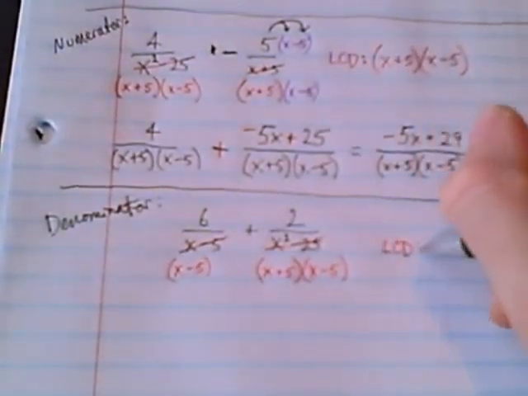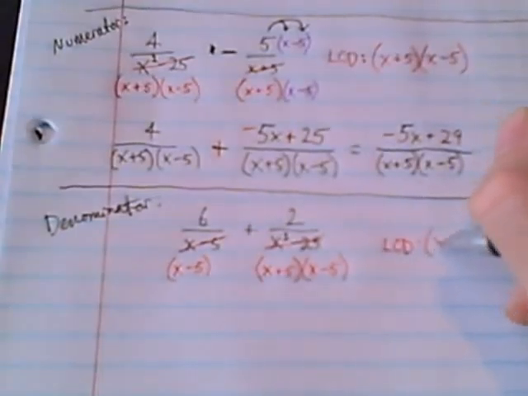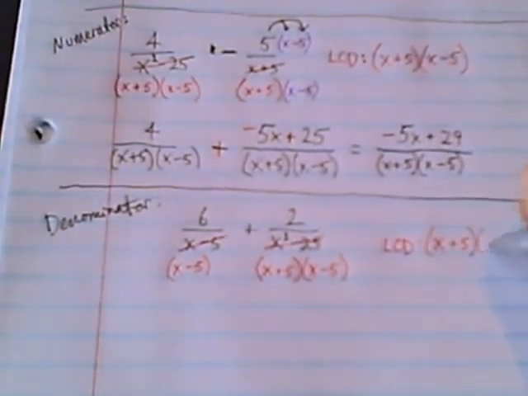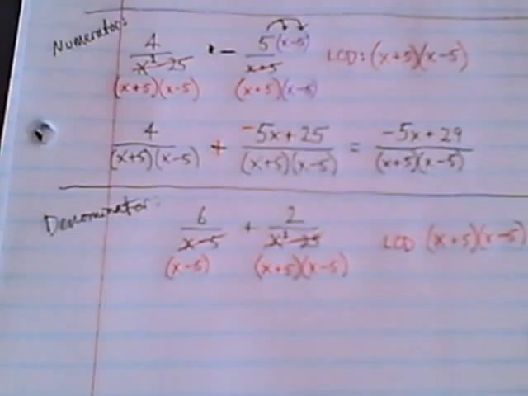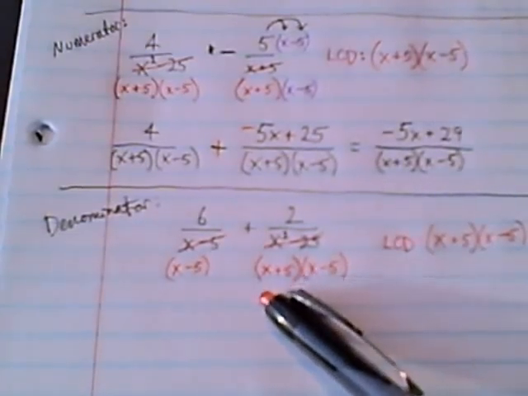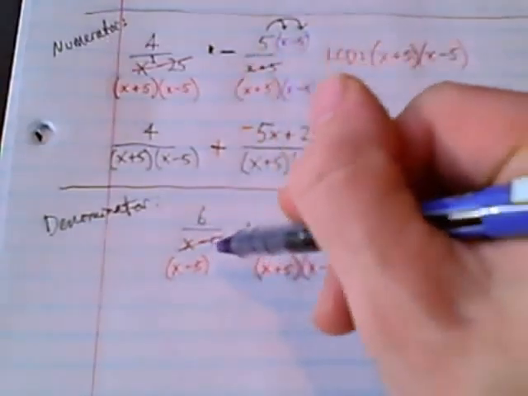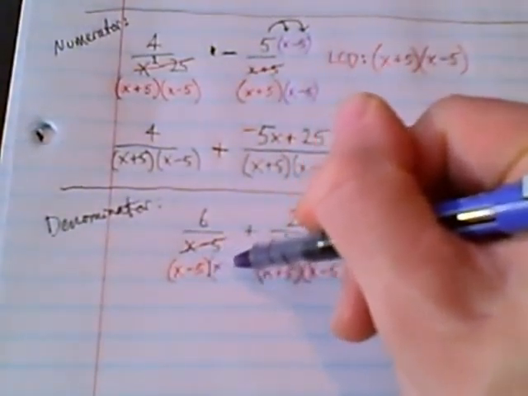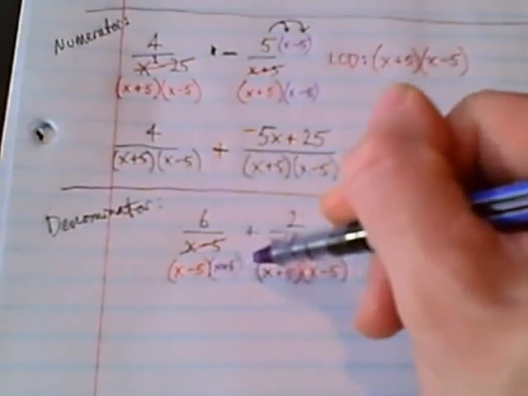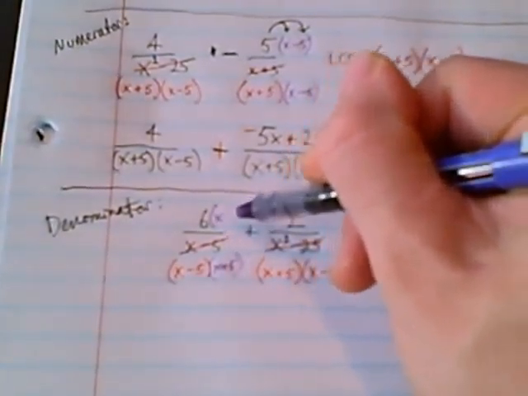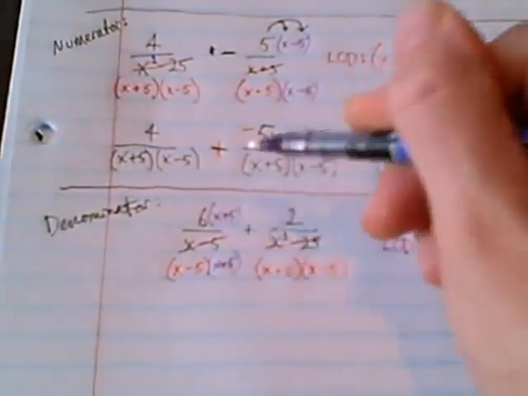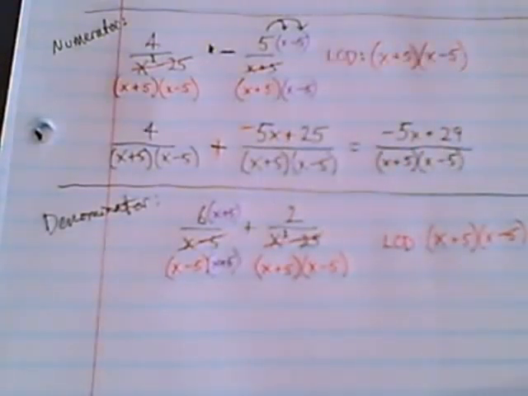Our common denominator, it's actually going to be the same. Another x plus 5 with x minus 5. The second fraction does not need any change. It has that common denominator, but the first fraction needs an x plus 5. If that's what the denominator needs, the numerator must also get it. Top and bottom gets times x plus 5.